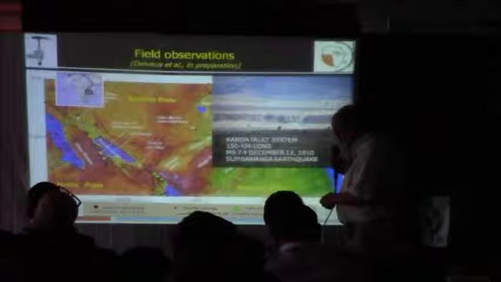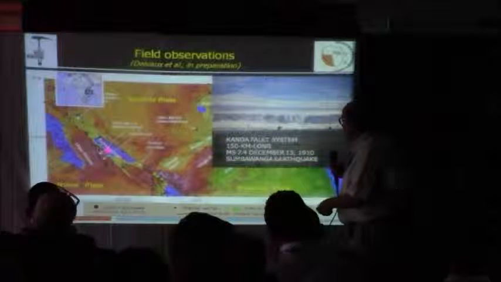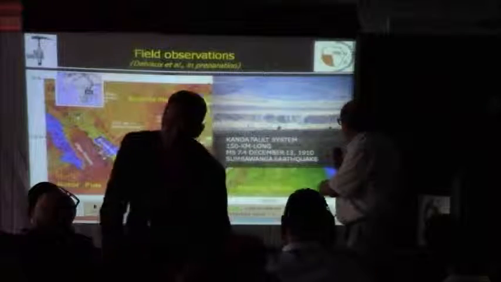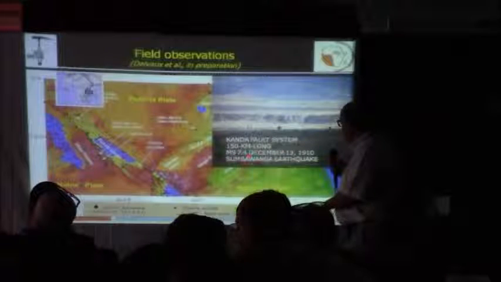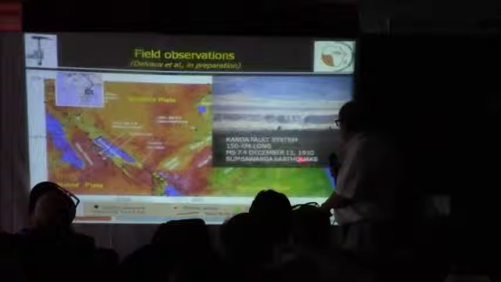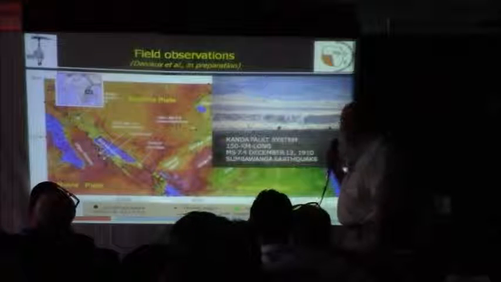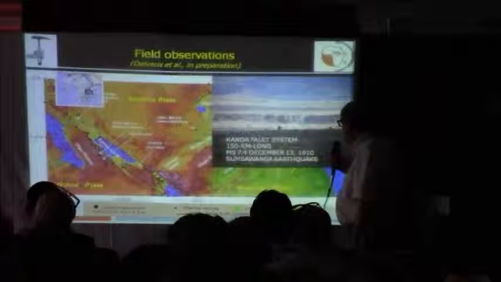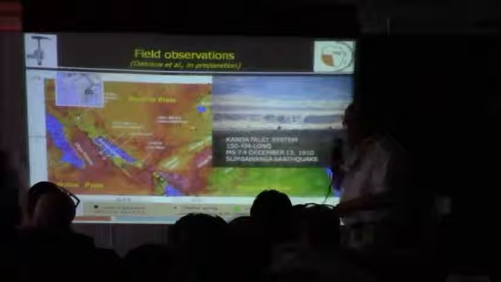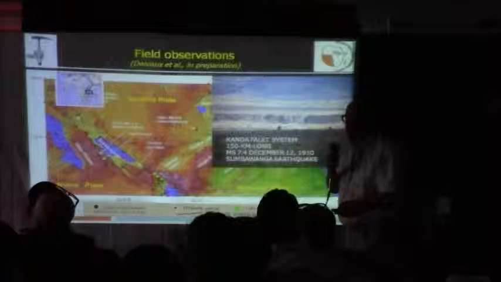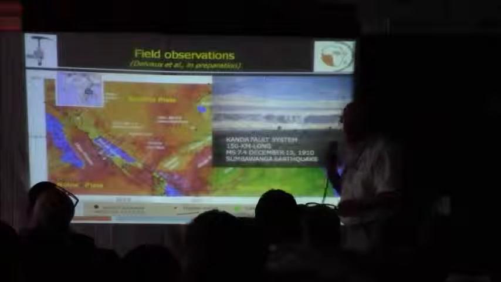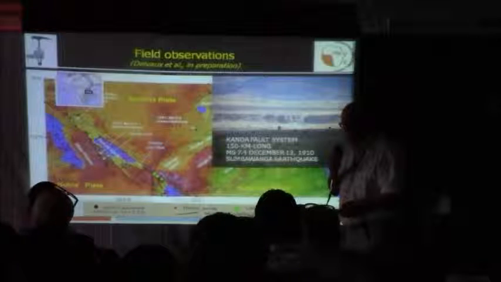This is, of course, the Kanda fault system going all the way here. This is the fault scarp that we can observe here, and this is about 150 kilometers long, related with a 7.4 earthquake in 1910 in Tanganyika at that time. So this is the kind of observation related to earthquake faulting that we were looking after, and we have now a list in the database of these earthquakes with the seismic faulting parameters.